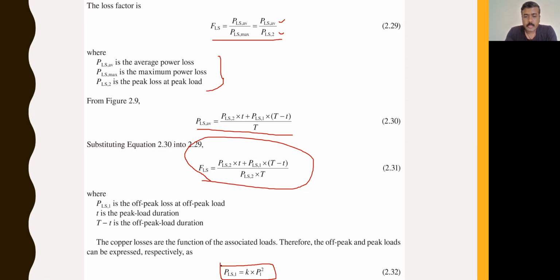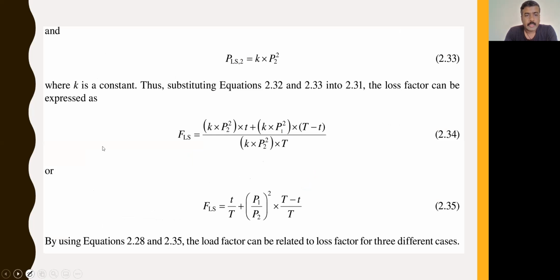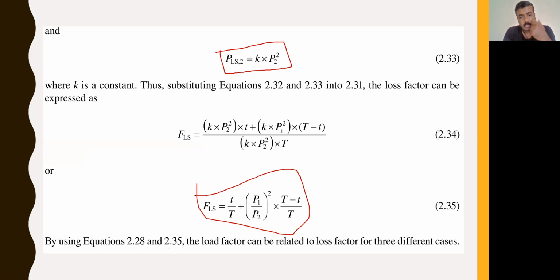PLS1 equal to K times P1 squared, where K is a constant, and similarly PLS2 equal to K times P2 squared. By substituting these two values, PLS1 and PLS2, finally we get this expression for the loss factor: FLS equals t by T plus the square of P1 by P2 times (T minus t) divided by capital T, the total time duration.